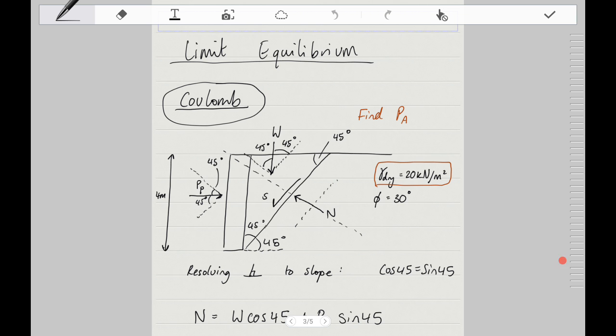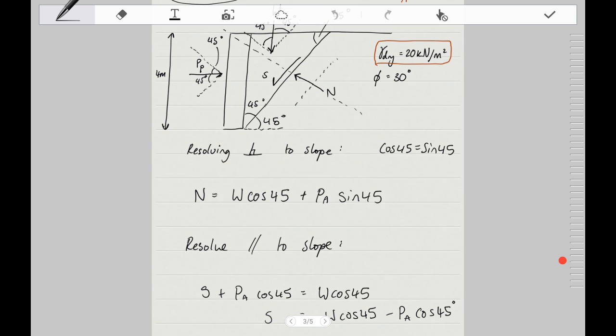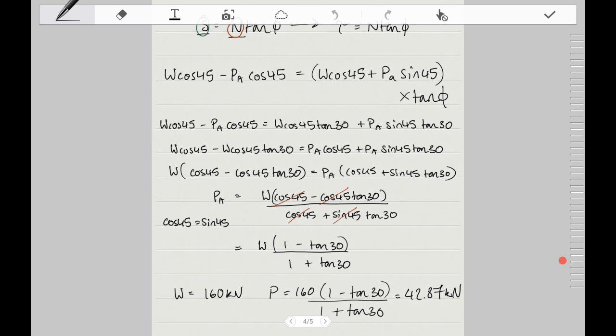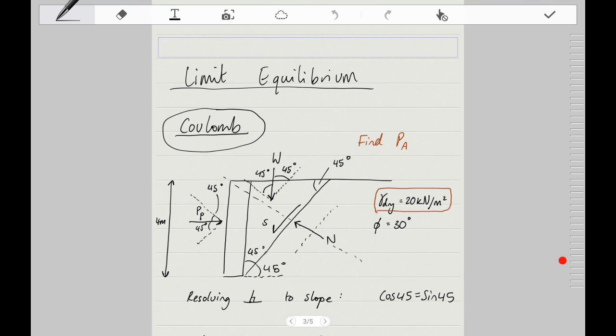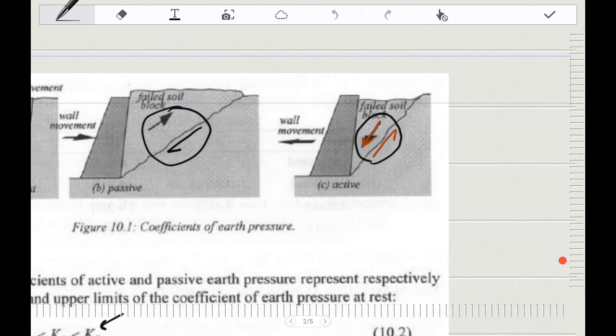Your value for P ends up being 597.13 kilonewtons, which, as we said, is more than 10 times bigger than our active force. That's because if you think about it logically, it's harder to push soil up a slope than for the soil to move down the slope. But yeah, that's that.